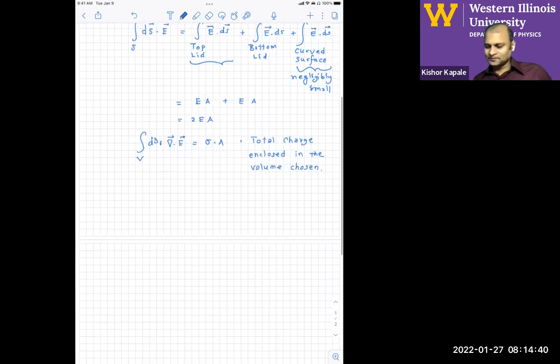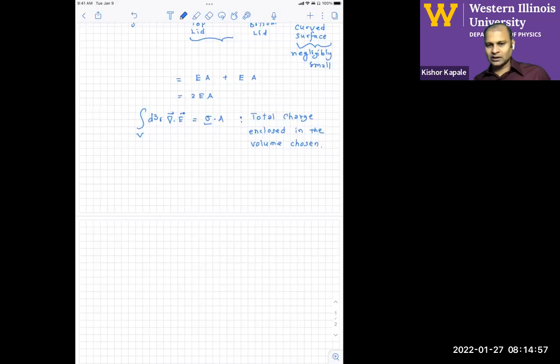Okay, everybody with me? I'm assuming, of course, that you know one of the Maxwell's relations, which is divergence of E equal to rho over epsilon. In this case, rho doesn't appear, right? Because you don't have a volume charge density, you have a surface charge density. We will see later on how to deal with a situation like that.